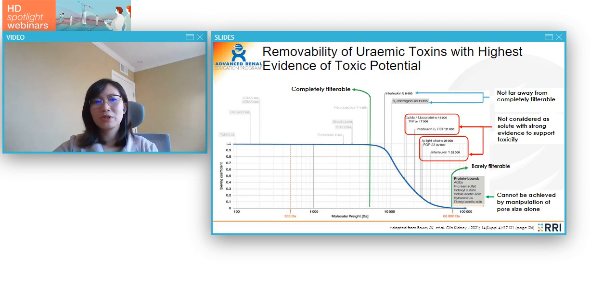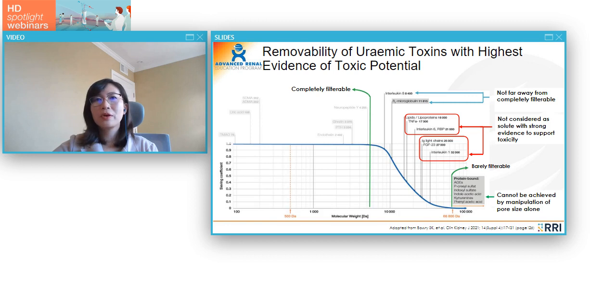That brings the question of whether it is really worth the effort to enhance their removal to a sieving coefficient of 1, because this may not offer too much return, especially when translating the dialyzer removal into reducing plasma levels in the body. And then those highlighted in the red circles, if you look into Van Holder's review, are those not considered to have the highest evidence levels in terms of their toxicity.